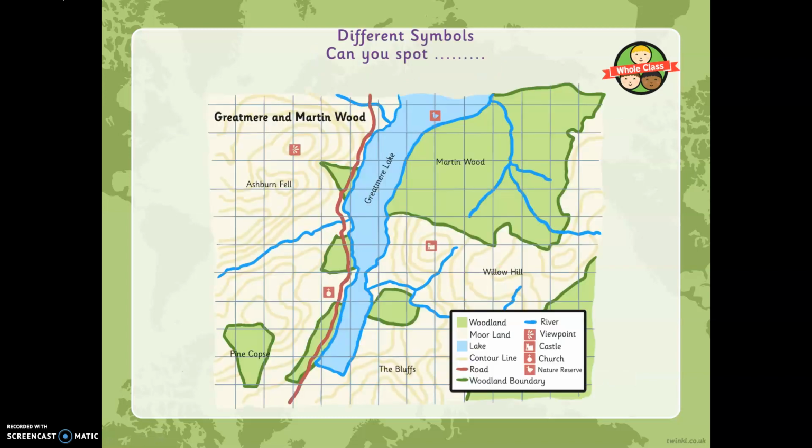Now, boys and girls, take a look at the map symbols in this box here and tell me if you can spot the things in this on the map. Pause the audio. Discuss with a grown-up. I can see some woodlands over here, a river here, nature reserve, a church, a castle, the viewpoint. I could see a road, the moorland, and so on.